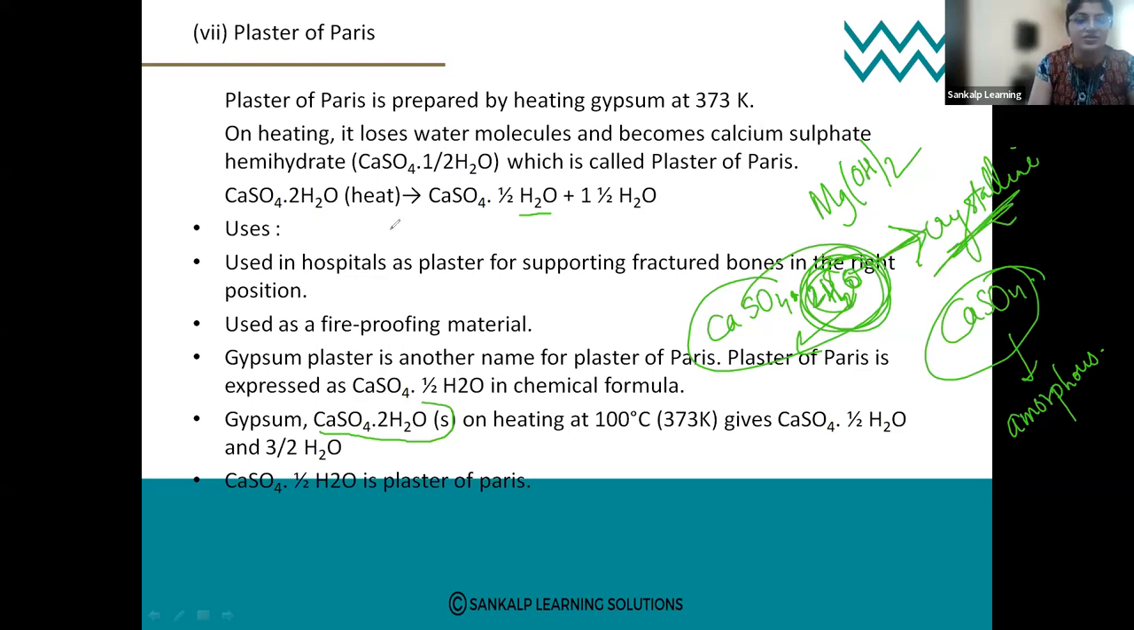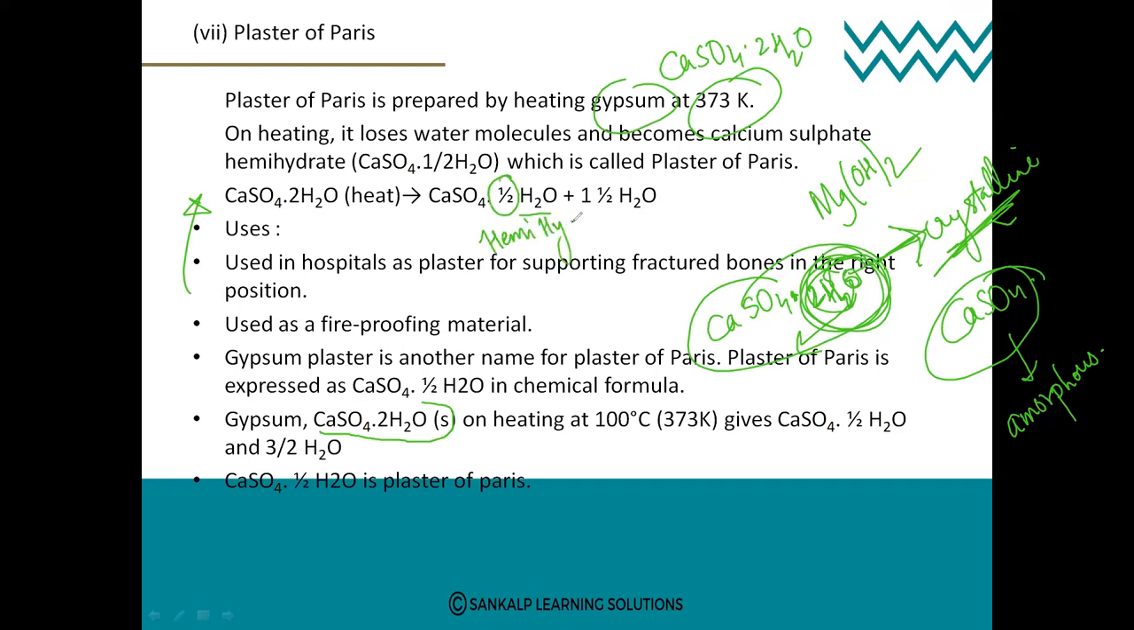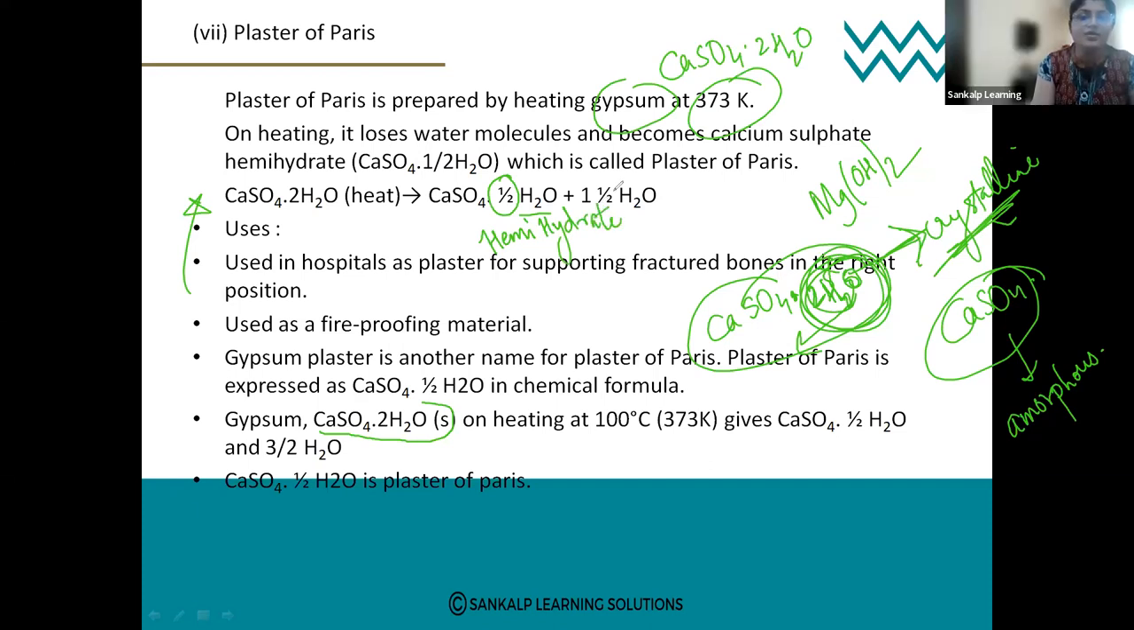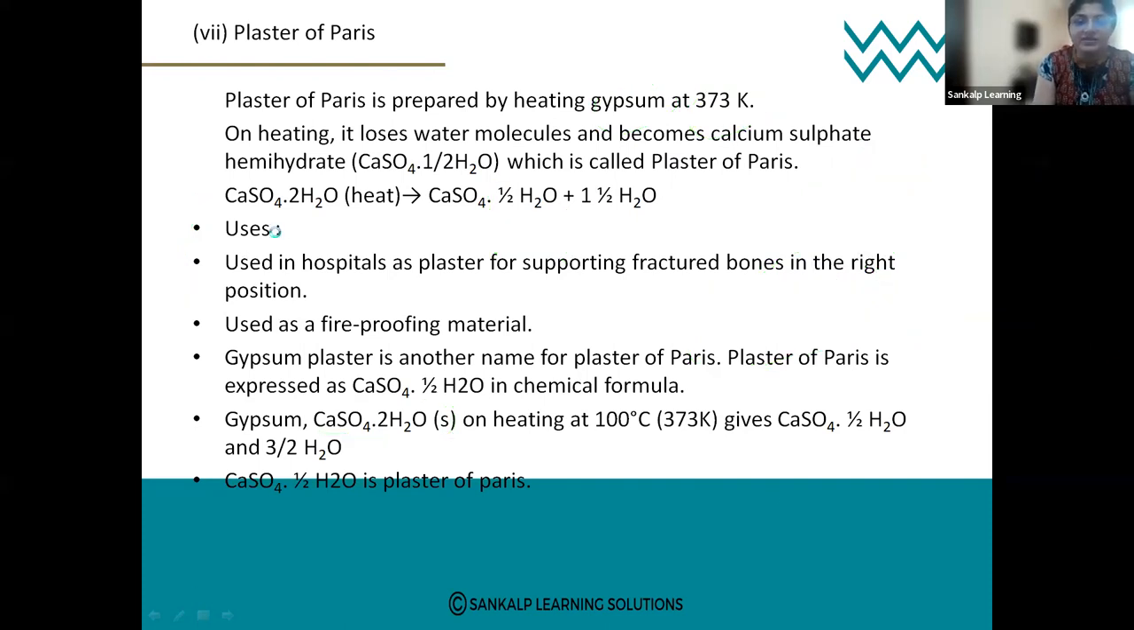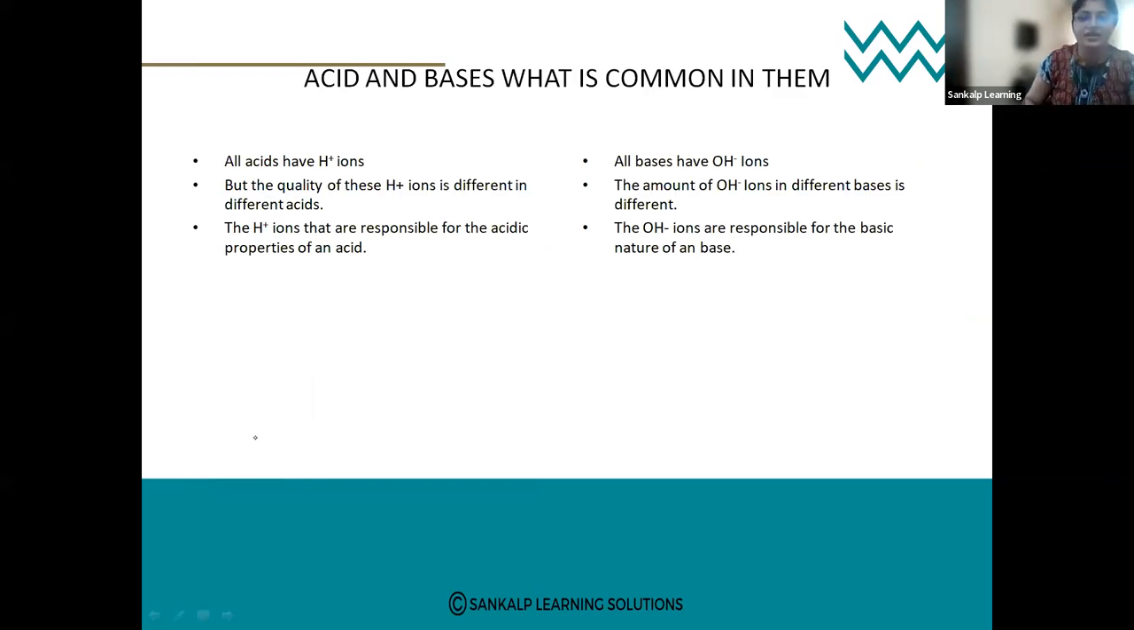So plaster of Paris is prepared by heating gypsum, which is calcium sulfate dot 2H2O, at 373 Kelvin. When you heat this gypsum, here is the reaction you can see. You get calcium sulfate hemihydrate. Hemi means half, and water is called hydrate. So hemihydrate forms as 1.5 water molecules are lost. This is the reaction. Then where this is used, just a second.